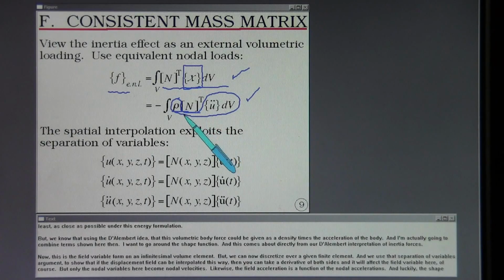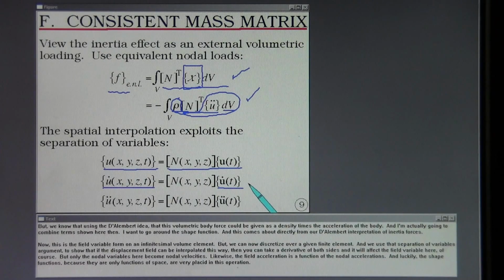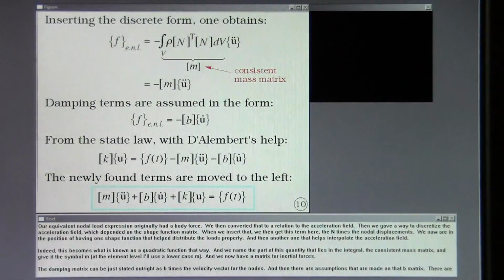Now, this is the field variable form on an infinitesimal volume element, but we can now discretize over a given finite element. And we use that separation of variables argument to show that if the displacement field can be interpolated this way, then you can take a derivative of both sides, and it will affect the field variable here, of course, but only the nodal variables here become nodal velocities. Likewise, the field acceleration is a function of the nodal accelerations. And luckily, the shape functions, because they are only functions of space, are very placid in this operation.